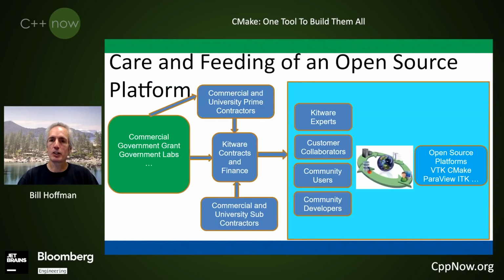So how does this work for open source? Really what we've done over the years, I mean, Kitware was started in 1998, is we've created this machine, I like to think of it as, that, you know, we've got our contracts and finance team, and we can take commercial and government grants, government labs, and we can prime contracts, we can have subcontractors. So we can basically have these Kitware experts, our customer collaborators, and community users and community developers all work together to develop open source platforms, such as VTK, CMake, and ParaView.